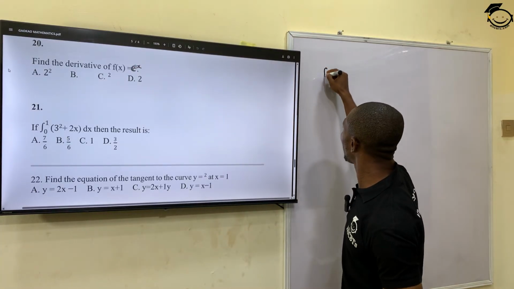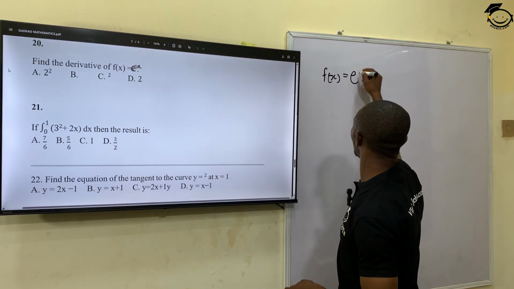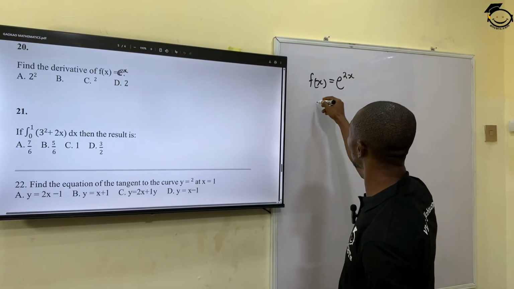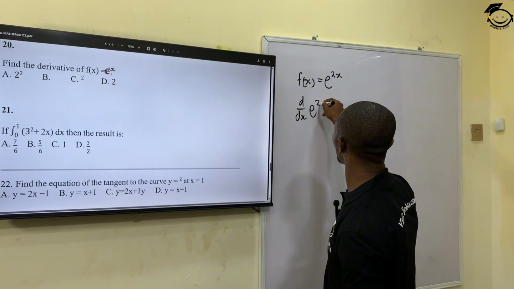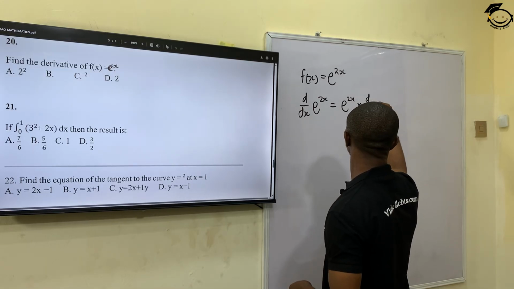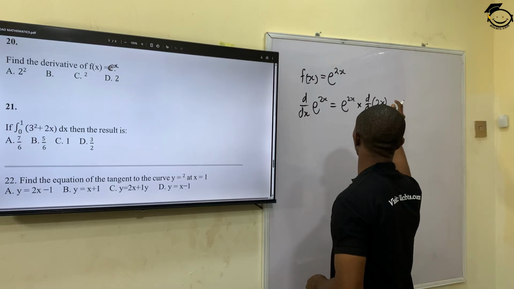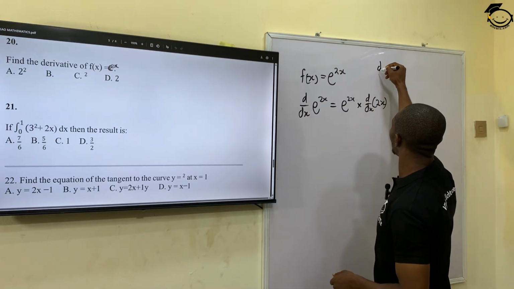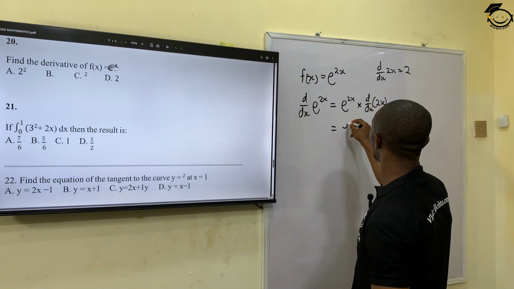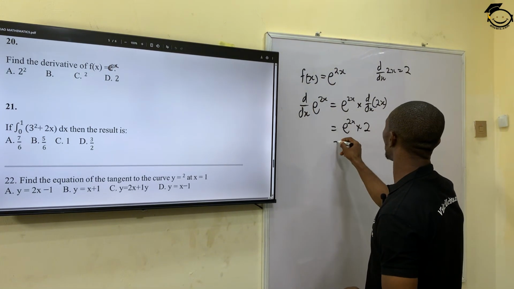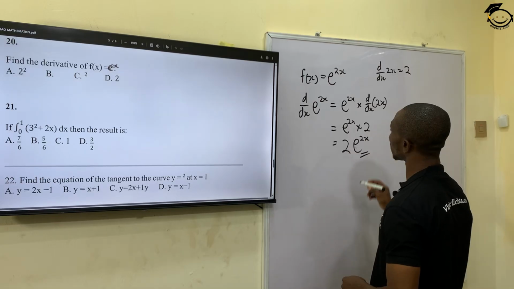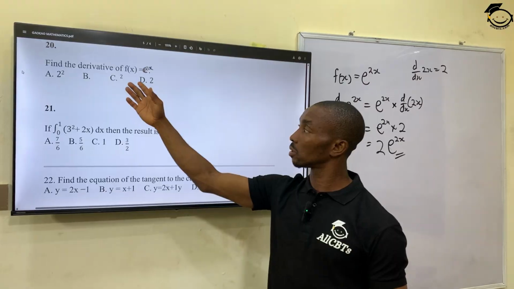Find the derivative of f(x) equals e raised to power 2x. Now, using our chain rule, we keep this constant and differentiate this. So this becomes d/dx of e^2x will be e^2x times d/dx of 2x. And differentiating our 2x, d/dx of 2x is 2. Okay, so this will give us e^2x times 2, which will give us 2e raised to power 2x as the differentiation, and the answer isn't here.